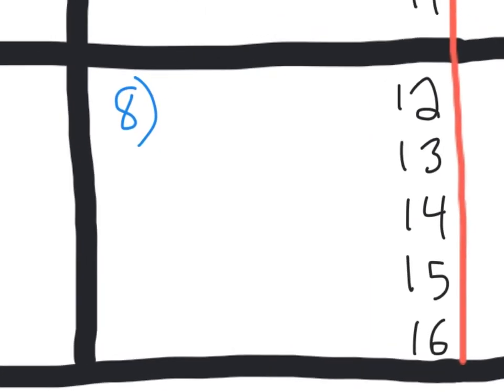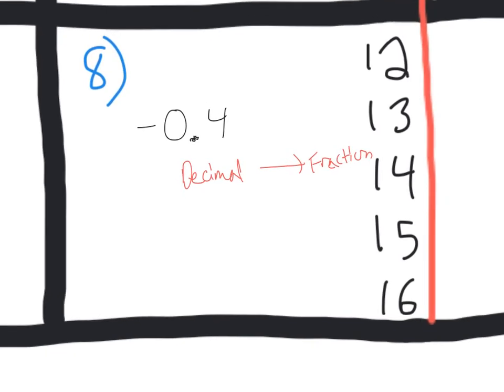Okay, number 8. This one says, write each decimal as a fraction or mixed number in simplest form. So now we're taking a decimal and changing it back into a fraction. Remember, it's all about place value. Don't worry about that negative right now. The negative is just going to come along at the end. It doesn't affect anything that we do with this 4.